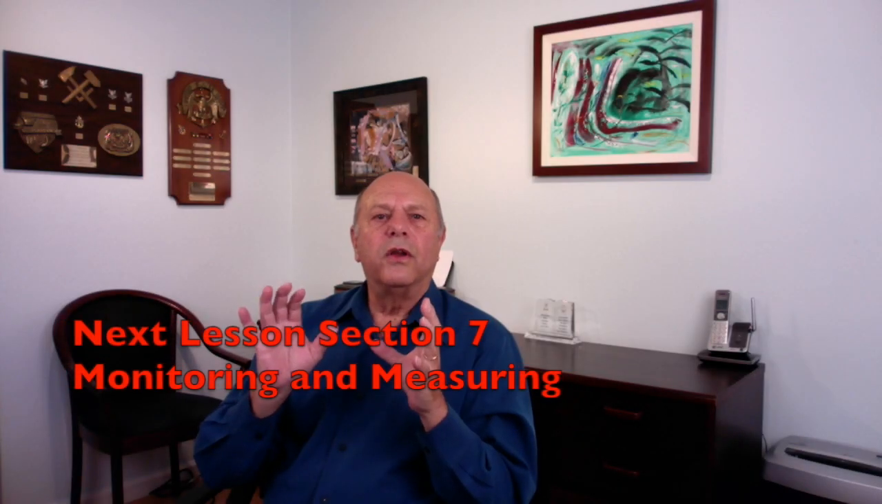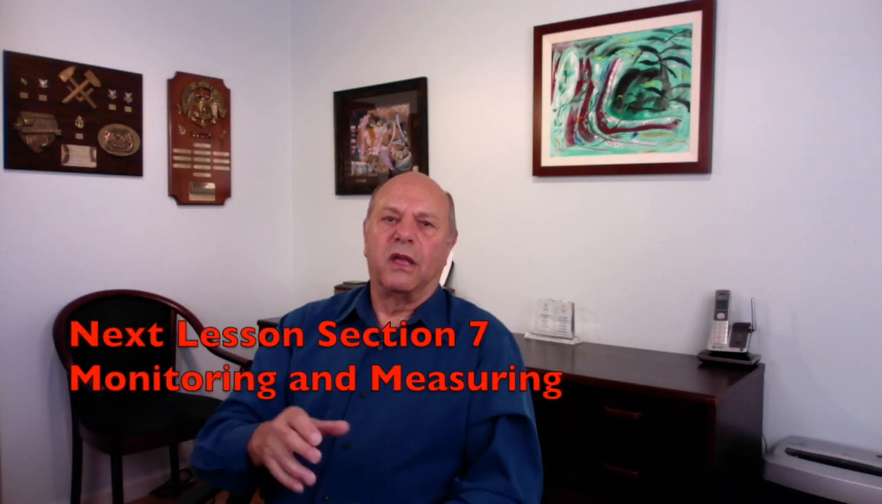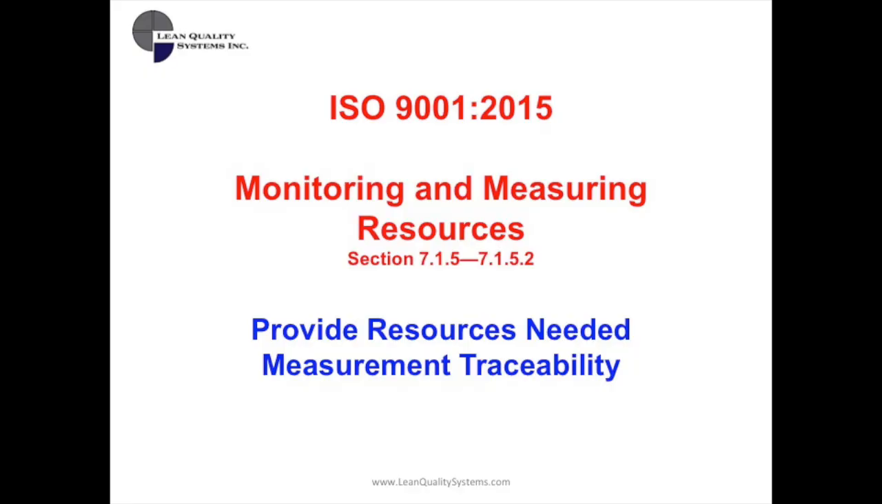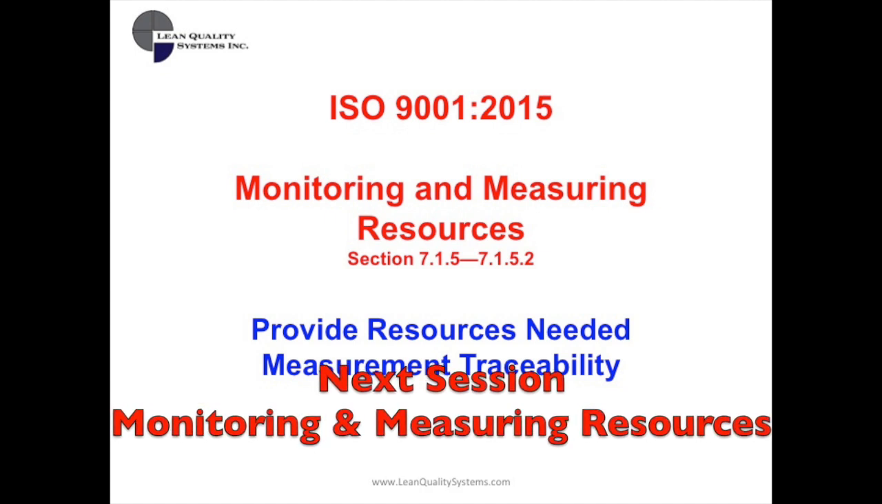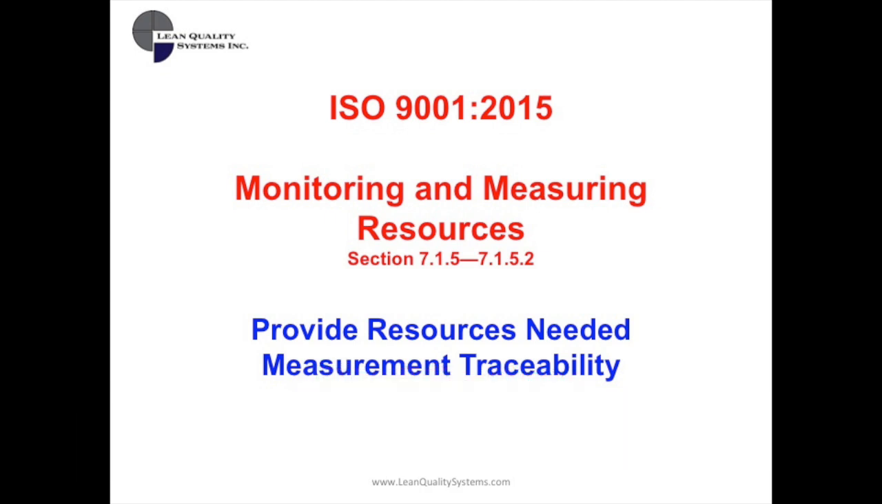We talked over and over about monitoring and measuring. We talked about objectives have to be monitored and measured. Let's take a look at section 7.1.5 and 7.1.5.2, which deals with provide resources needed and measuring traceability for monitoring and measuring resources.